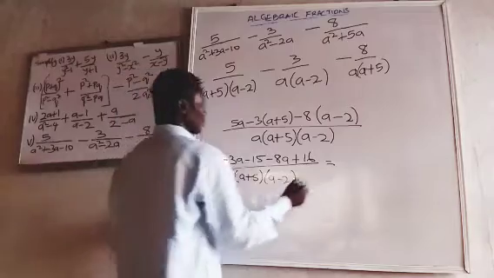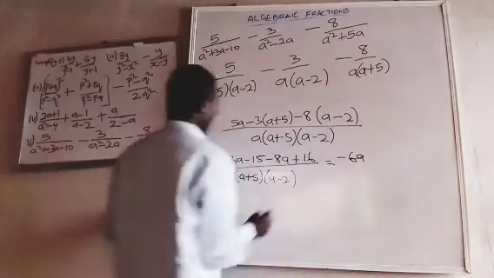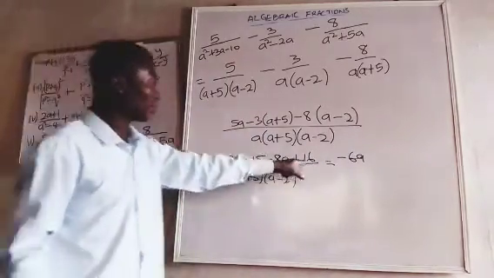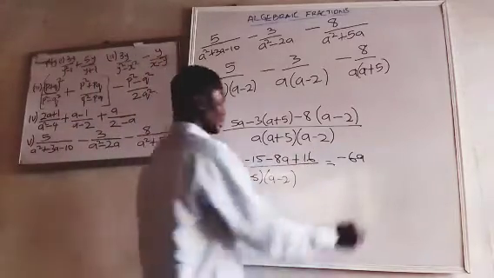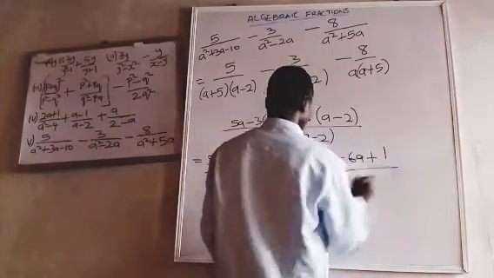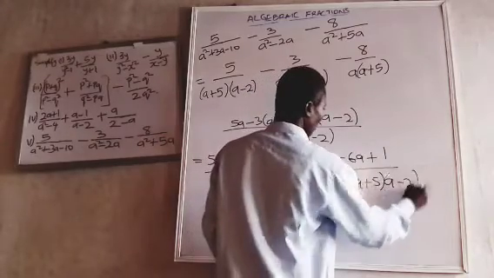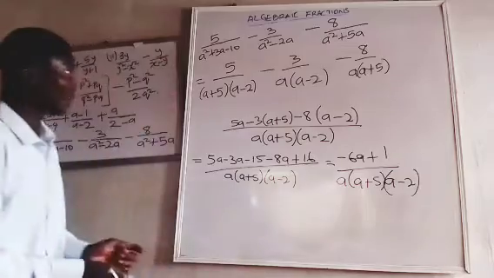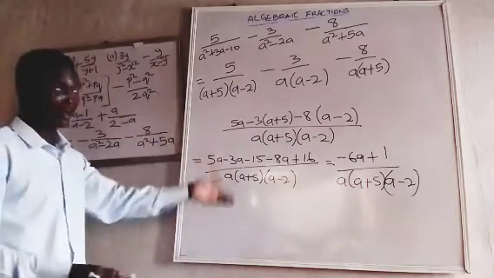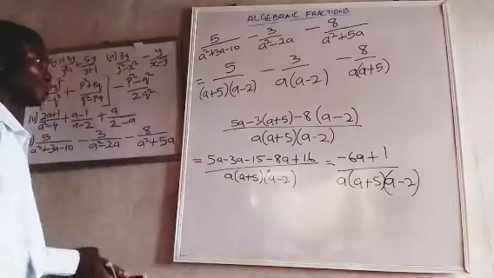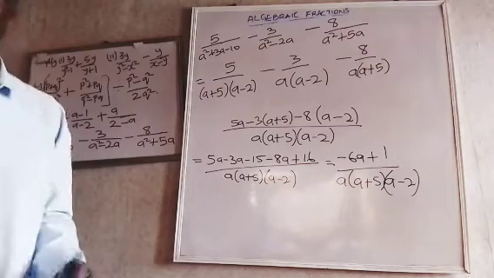Yes. Minus 6a. And this one is minus 15 plus 16, that is plus 1, over a into a plus 5 into a minus 2. So you can see how easy it is. Once you factorize, it makes the job easy, and you just get the factor and multiply where necessary, dividing where necessary.